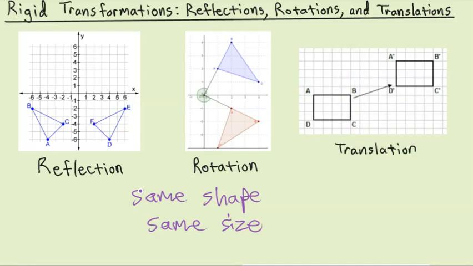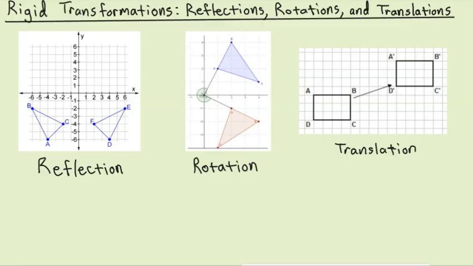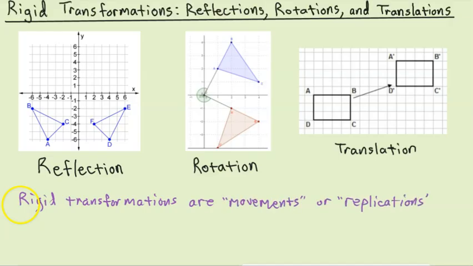Okay, so now let me give you a definition of rigid transformation. Okay, rigid transformations are movements or replications. Now when I say replications, I mean like a copy, right? A copy of something is a replication of it. And that's what we have here. This triangle is a copy of this triangle. This triangle is a copy of this triangle, and this rectangle is a copy of this rectangle.